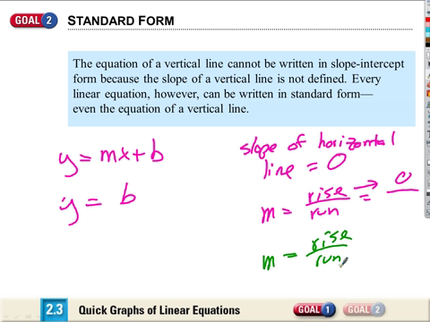You can't give a number answer for the slope. Okay, so vertical lines don't have slopes, they're undefined, and so what do I do with my slope-intercept form? It blows up, it doesn't work, right? I can't use slope-intercept form to define a vertical line because the slope is undefined. So what I've got to do instead is I've got to use standard form.